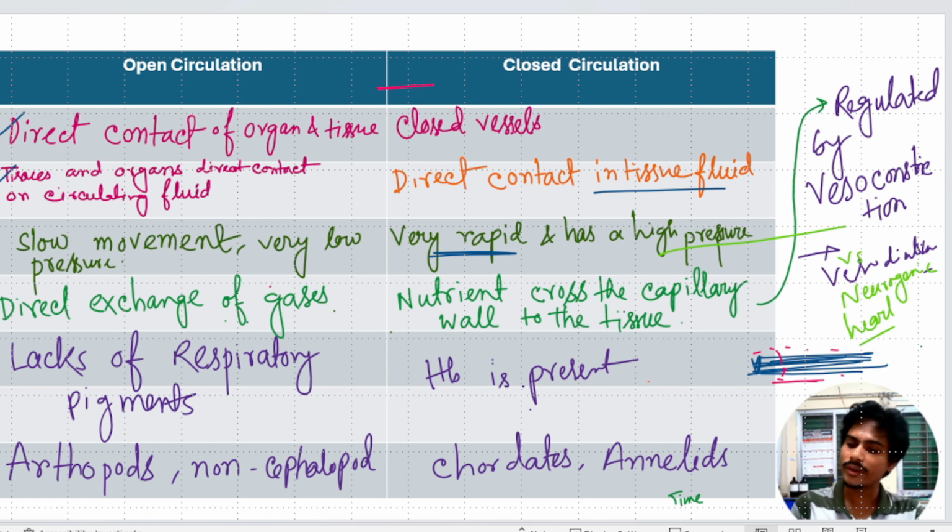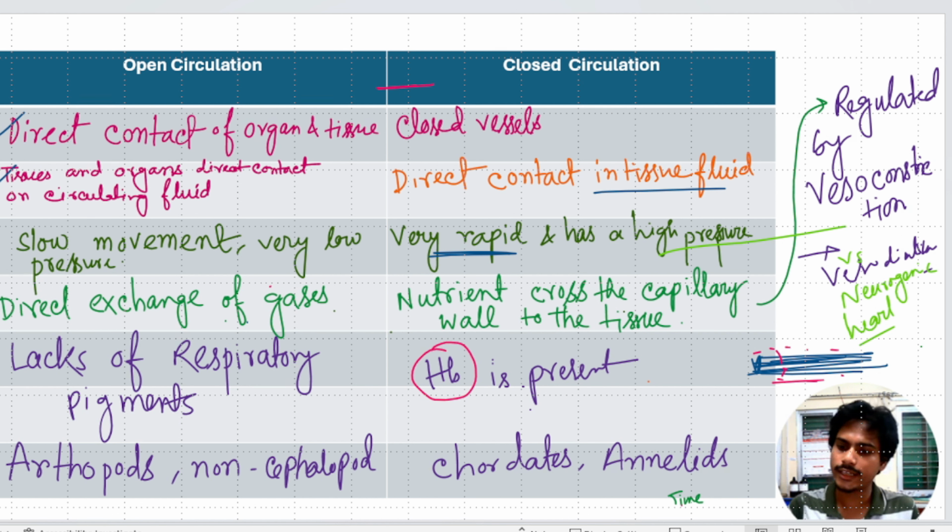In the open system there are no respiratory pigments, and in the closed system the respiratory pigments are there. Hemoglobin, in the RBCs, is the respiratory pigment, and in closed circulation it is essential. As examples, arthropods and non-cephalopod mollusks have open circulation, and closed circulation is found in the most developed animals like chordates and annelids. Hope that gives a very easy and clear-cut comparison.